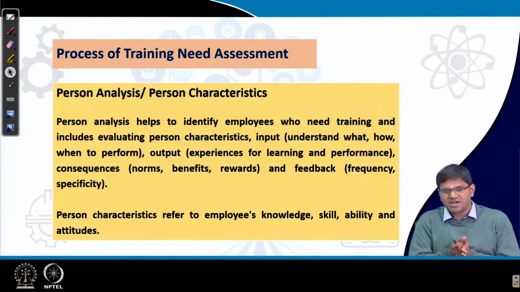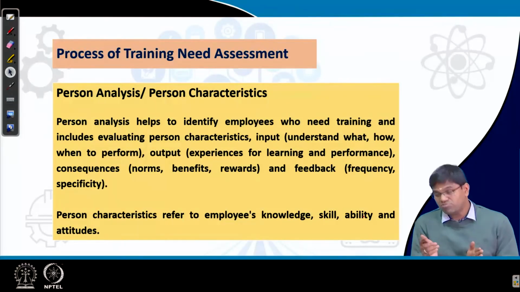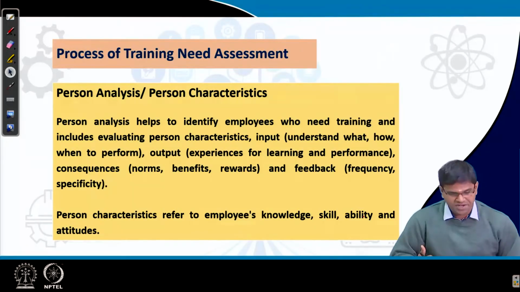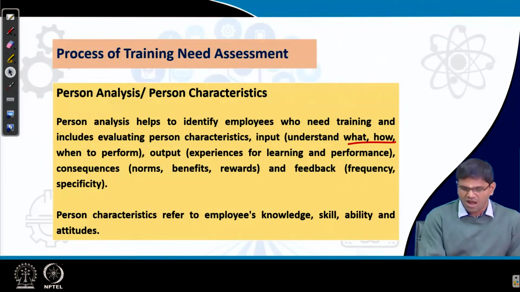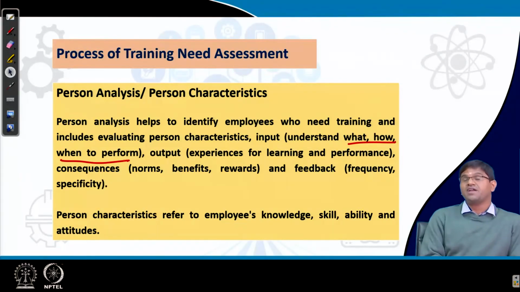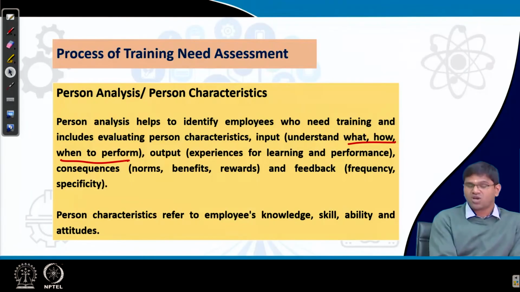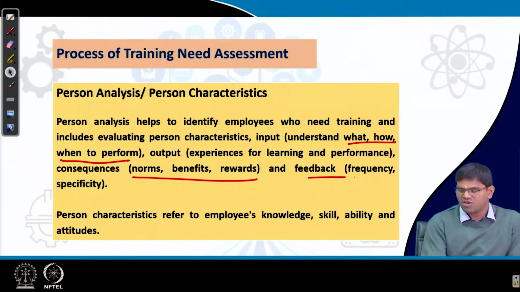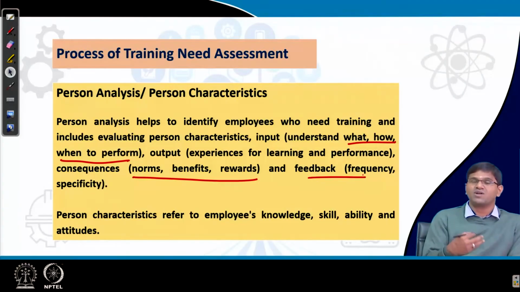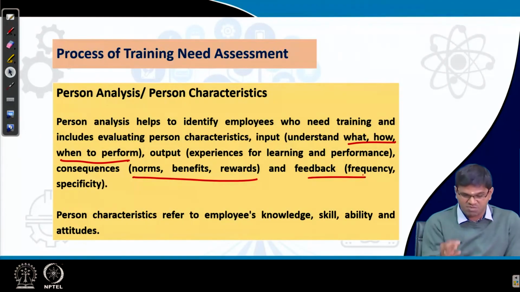Person is about individual characteristics. It helps to identify each employee who needs training, and it also includes the person's characteristics in terms of what, how, and when to perform, and then output in terms of experiencing learning and performance. When we talk about training, we are also concerned about the translation of the training into performance, and of course consequences: what is the benefit and reward you will have when you are performing after the training program. And the feedback you provide: how frequently you get the feedback, and whether the feedback is specific.